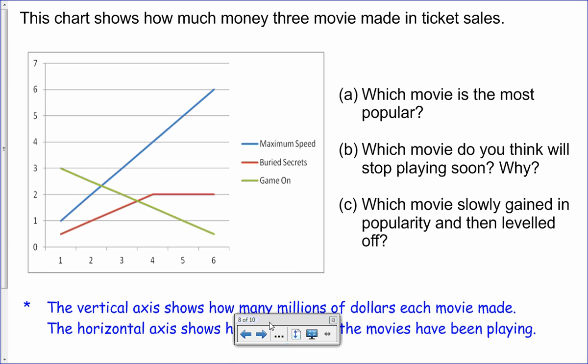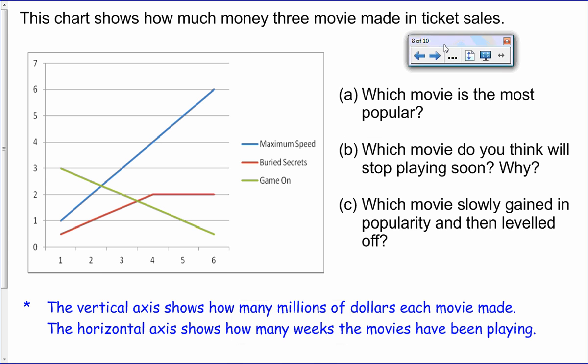This chart shows how much money 3 movies made in ticket sales. So we have Maximum Speed represented by the blue line, Buried Secrets represented in red, and Game On represented in green. And just important to note, the vertical axis shows how many millions of dollars each movie made. Okay, so here we're talking 1 million, 2 million, $3 million, etc. The horizontal axis shows how many weeks the movies have been playing. So this graph shows us the amount of money earned over 6 weeks.